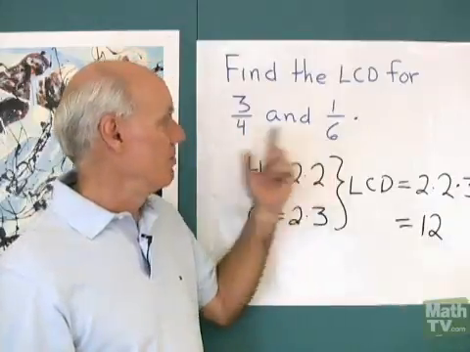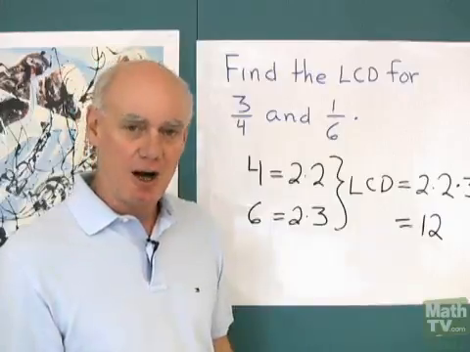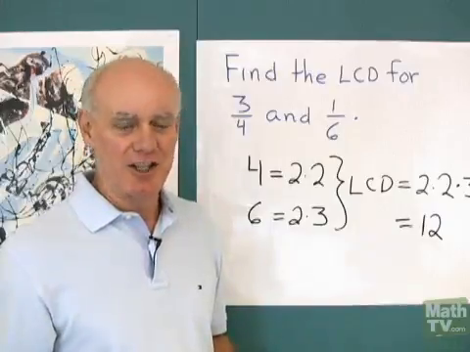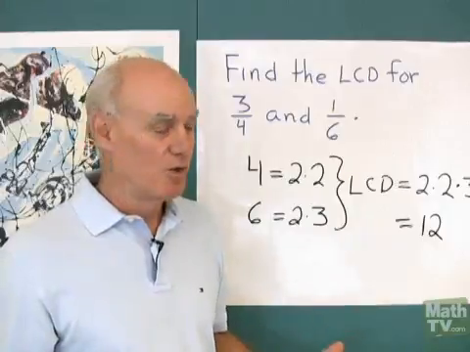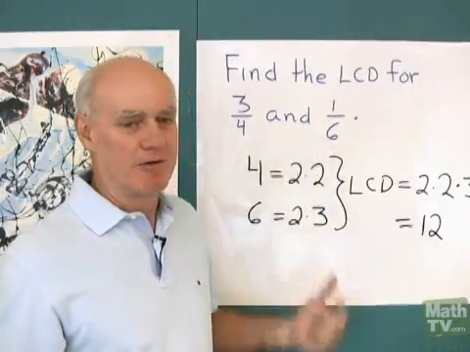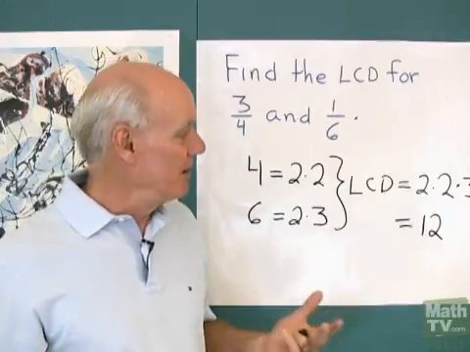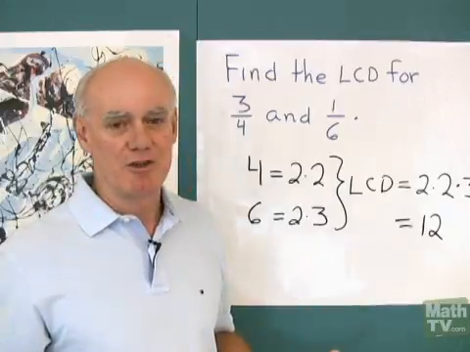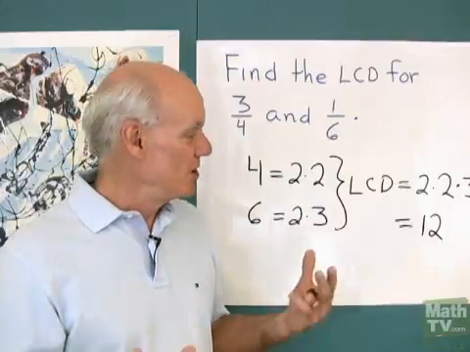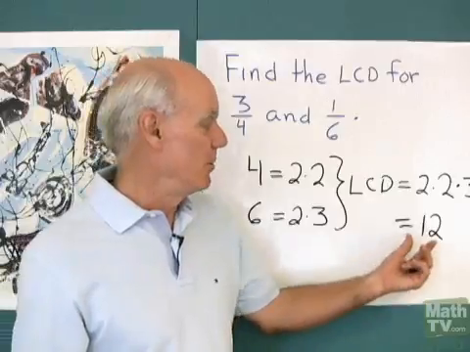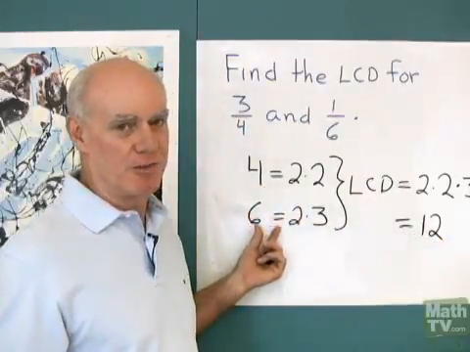Now, some people just multiply the two denominators. 4 times 6 is 24. Okay, that's great. That's a common denominator, but it's not the least common denominator. All the problems you work with common denominators will work with a denominator of 24, a common denominator of 24, but you'll end up having to do a little bit extra work at the end in reducing things down to lowest terms. So when we say we want the least common denominator, we want the smallest number that's divisible by 4 and also by 6.